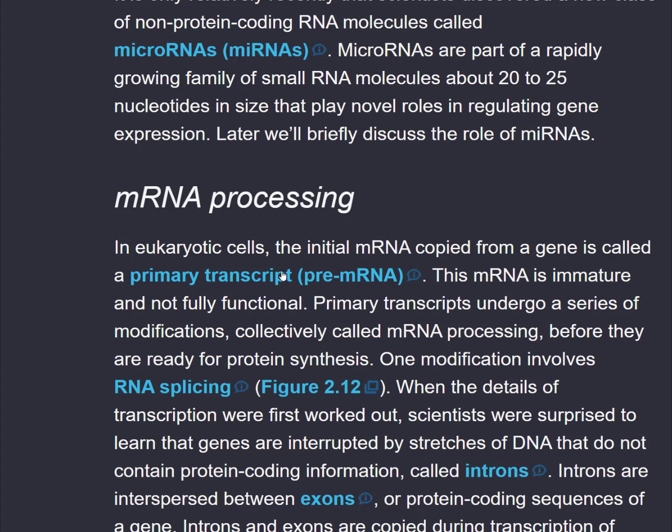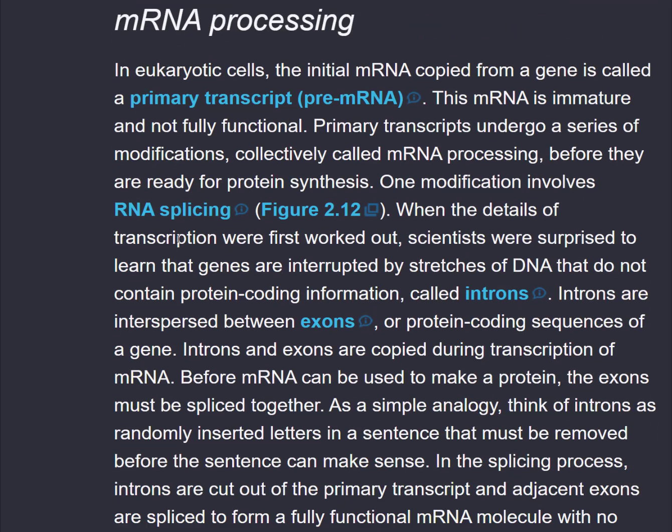Primary transcript, pre-mRNA: the initial mRNA molecule copied from a gene in the nucleus of eukaryotic cells undergoes modifications and processing to produce mature mRNA molecules that enter the cytoplasm. Next is RNA splicing.